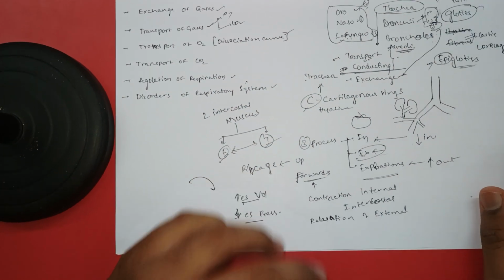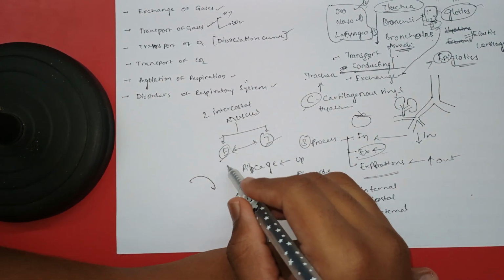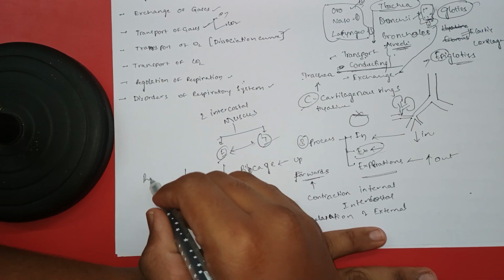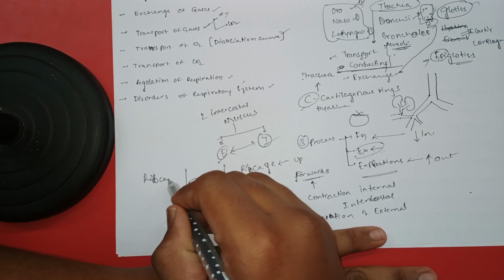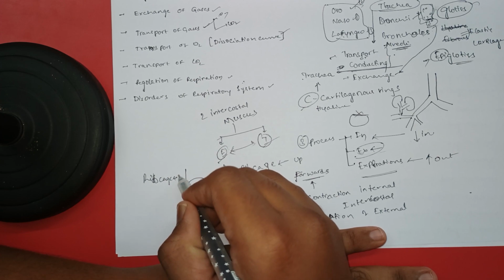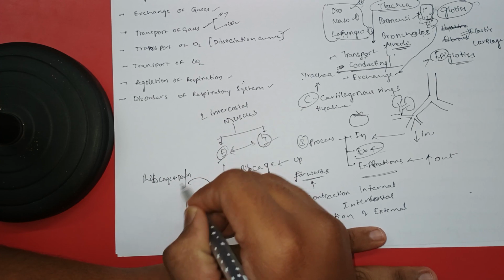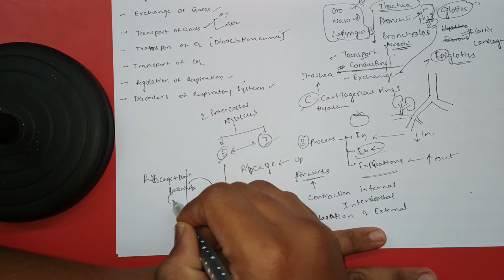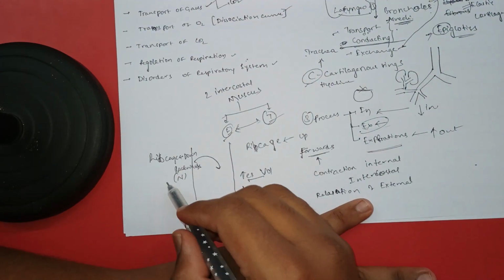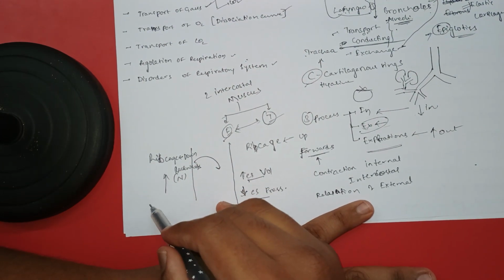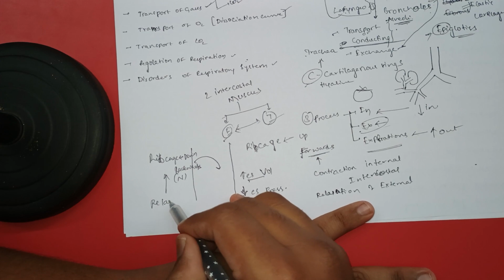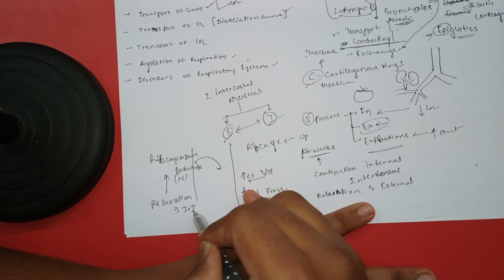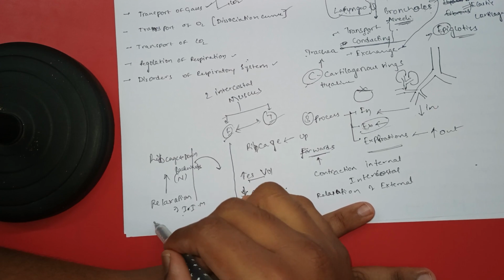After that, during expiration, the same thing happens in reverse. The rib cage moves downwards and backwards to normal. This all happens due to the relaxation of the internal intercostal muscles and contraction of the external intercostal muscles.